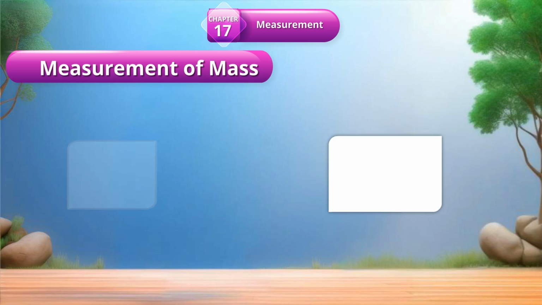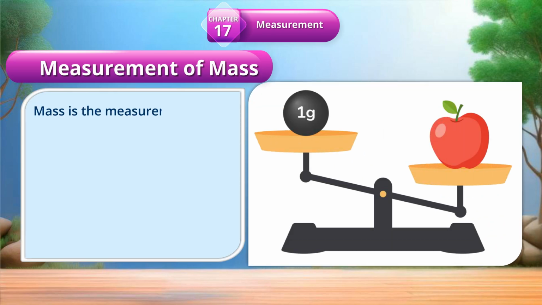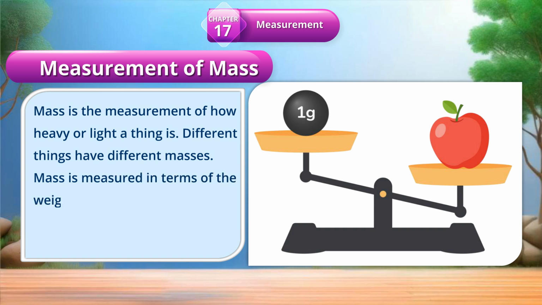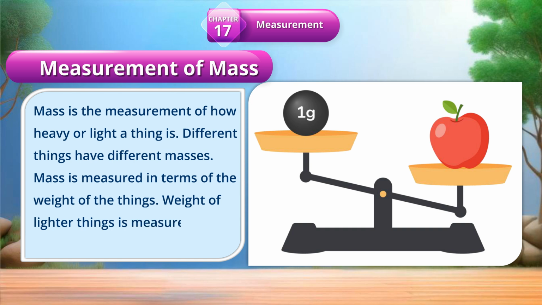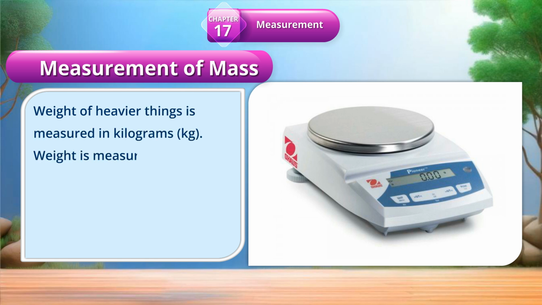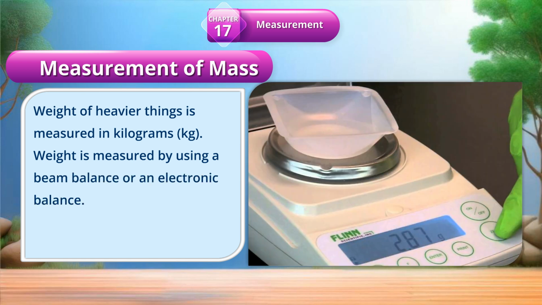Measurement of mass. Mass is the measurement of how heavy or light a thing is. Different things have different masses. Mass is measured in terms of the weight of the things. Weight of lighter things is measured in gram, g, or milligram, mg. Weight of heavier things is measured in kilograms. Weight is measured by using a beam balance or an electronic balance.